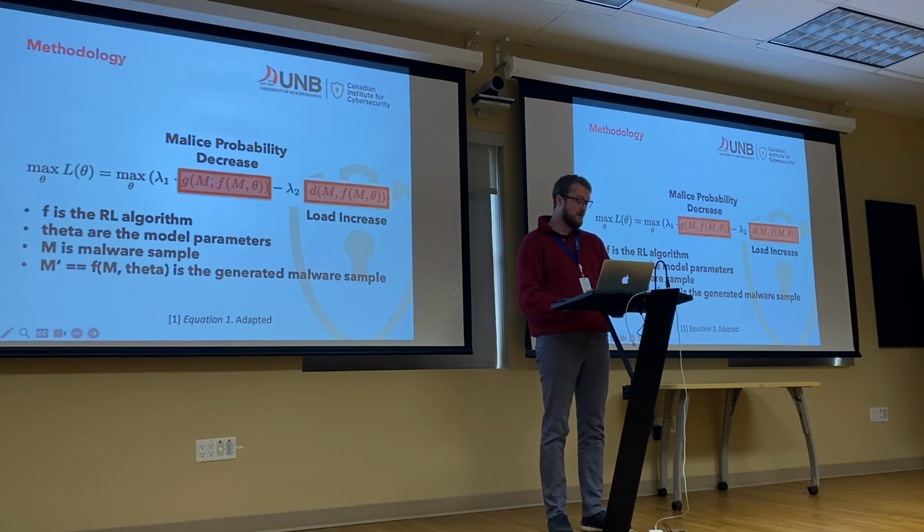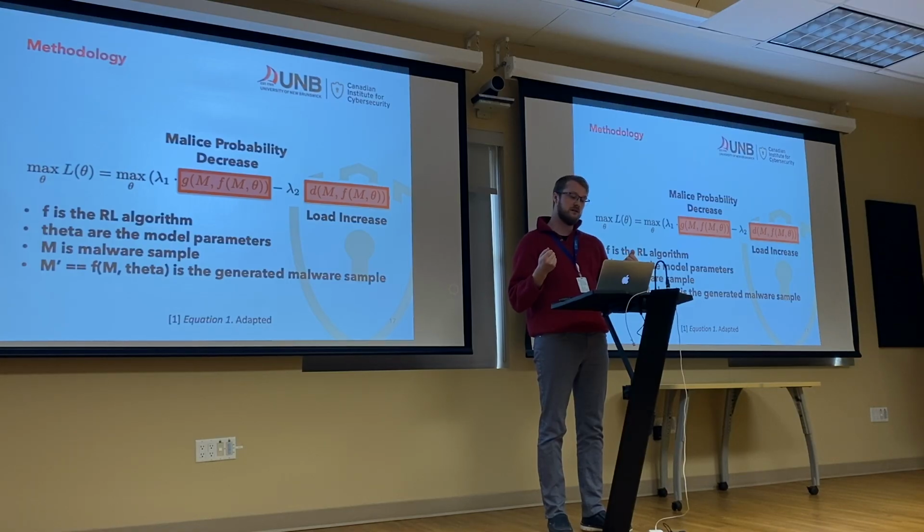So here we have the following equation. F is going to be this reinforcement learning-based algorithm. We're going to take our malicious sample and give it to this reinforcement learning-based model. We are also going to get the original malware sample, and together we are going to pass those to some function that's called G.